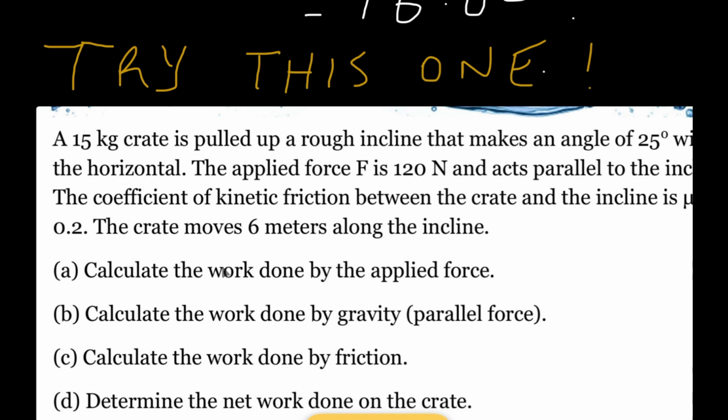A, calculate the work done by the applied force. B, calculate the work done by gravity, that's the parallel force. And C, calculate the work done by friction. And then D, determine the net work done on the crate.